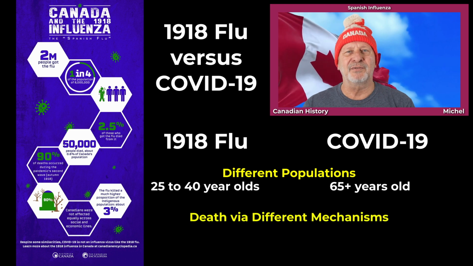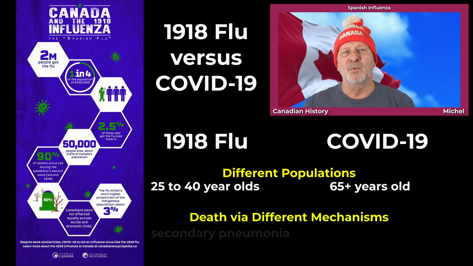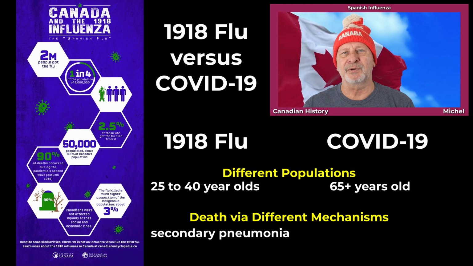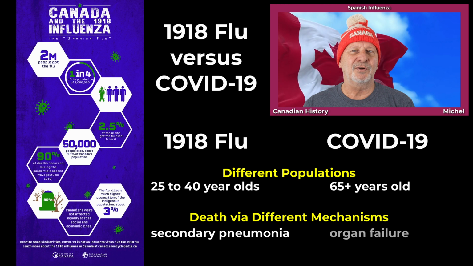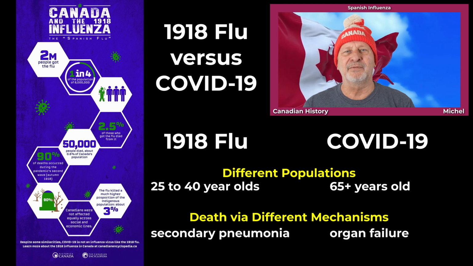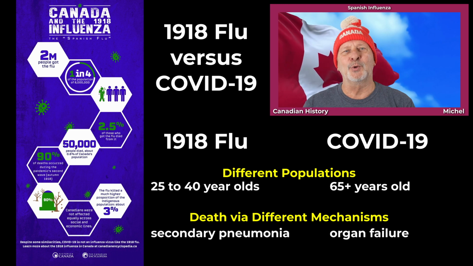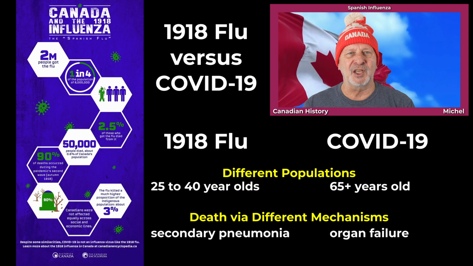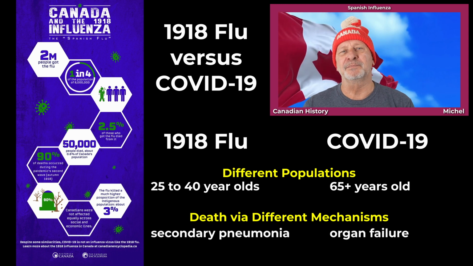Secondly, the disease killed via different mechanisms. Those with the 1918 influenza died of secondary bacterial pneumonia, while those with COVID-19 died from an overactive immune response that resulted in multiple organ failure. So don't worry about the Spanish flu. And H1N1 has a lot of variants to keep us on our toes for many years to come.